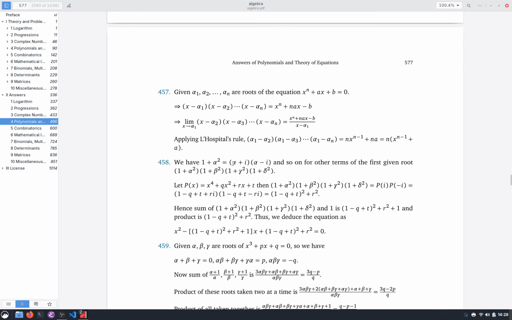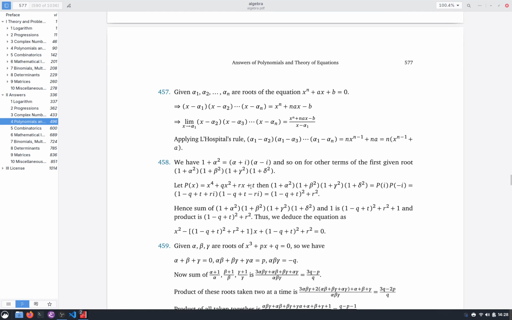So 1 plus alpha square is equal to (alpha plus i) into (alpha minus i). And so for the other terms, the given roots are 1 plus alpha square, 1 plus beta square, 1 plus gamma square and 1 plus delta square.